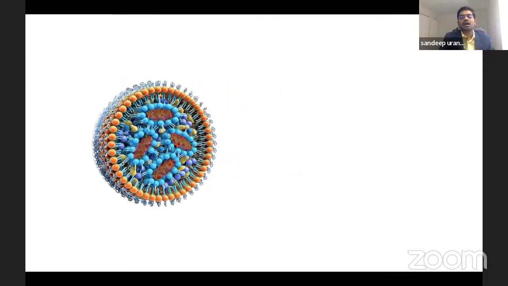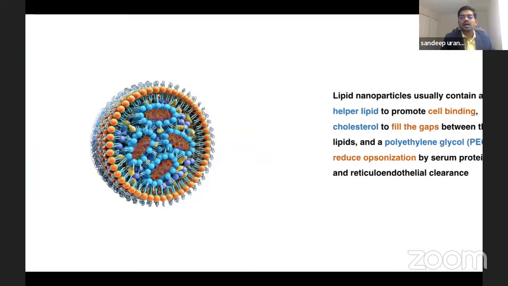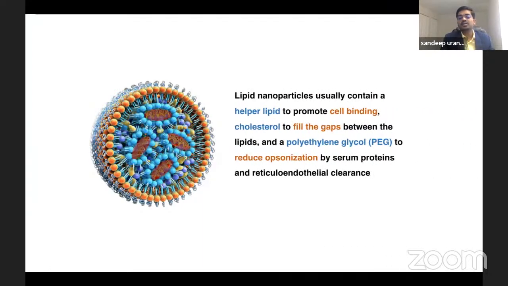Lipid nanoparticles also contain other components like helper lipids, cholesterol, and PEG. Helper lipids help to promote cell binding, whereas cholesterol helps to form a rigid structure of the lipid nanoparticle. It also helps fill the gaps between the lipids. And polyethylene glycol helps to reduce the opsonization of lipid nanoparticles by the serum proteins. It also helps to escape from the RES, thereby forming a very stable lipid mRNA vaccine formulation.